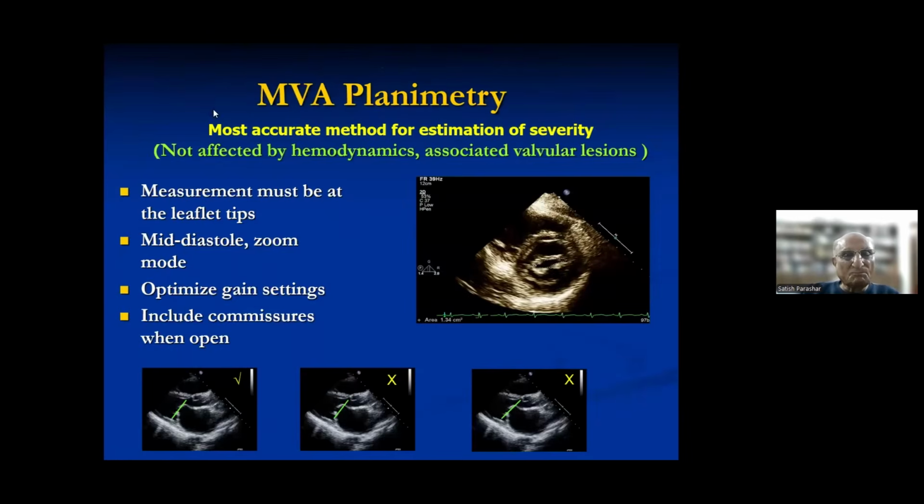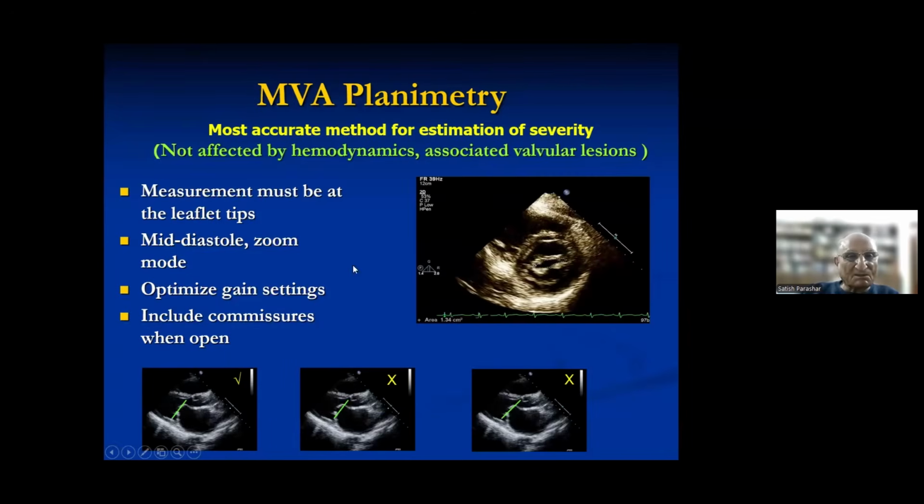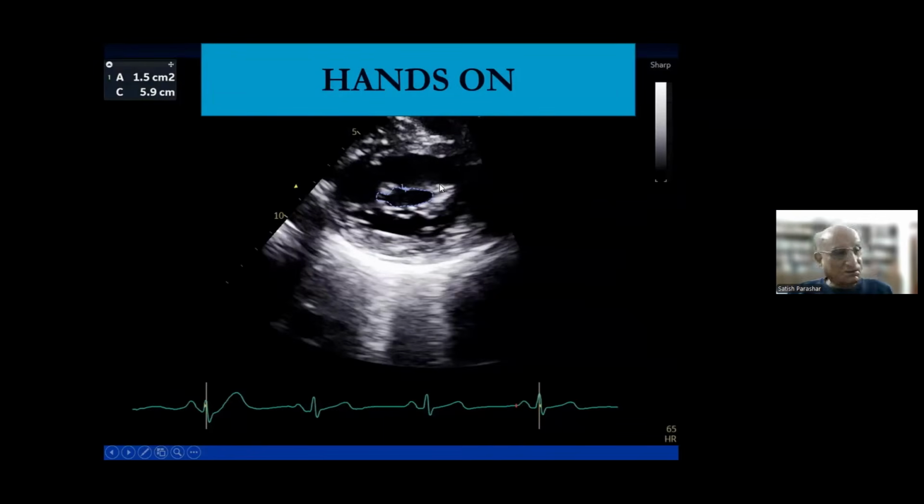Now you see, it is the most accurate method for estimation of severity, not affected by any other thing. Here again I have written hands-on, because when I tell you theoretically we can always say leaflet tip, but how can you say where the leaflet tip is? Here this is an M-mode or 2D echo, and you'll be in a short axis view. But anything I tell you now will not click unless you do it yourself, or unless a case of mitral stenosis is demonstrated to you by Dr. Gupta as a part of this course.